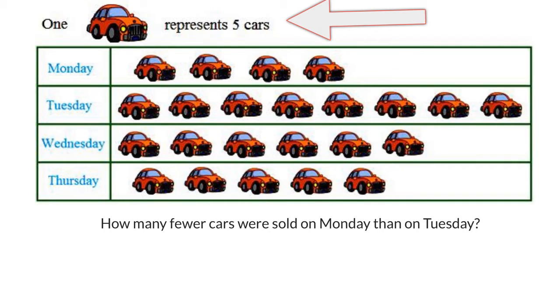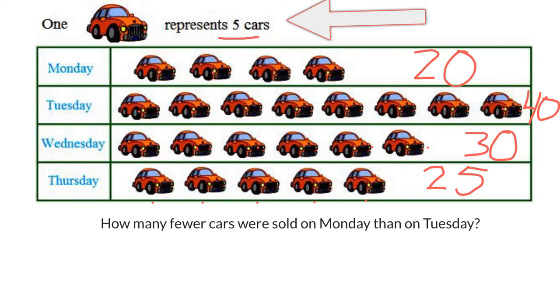So Monday we have 5, 10, 15, 20 cars sold. For Tuesday, once again, we're going to skip count by 5. 5, 10, 15, 20, 25, 30, 35, 40 cars sold on Tuesday. For Wednesday, 5, 10, 15, 20, 25, 30 cars sold. And on Thursday, we have 5, 10, 15, 20, 25 cars sold.